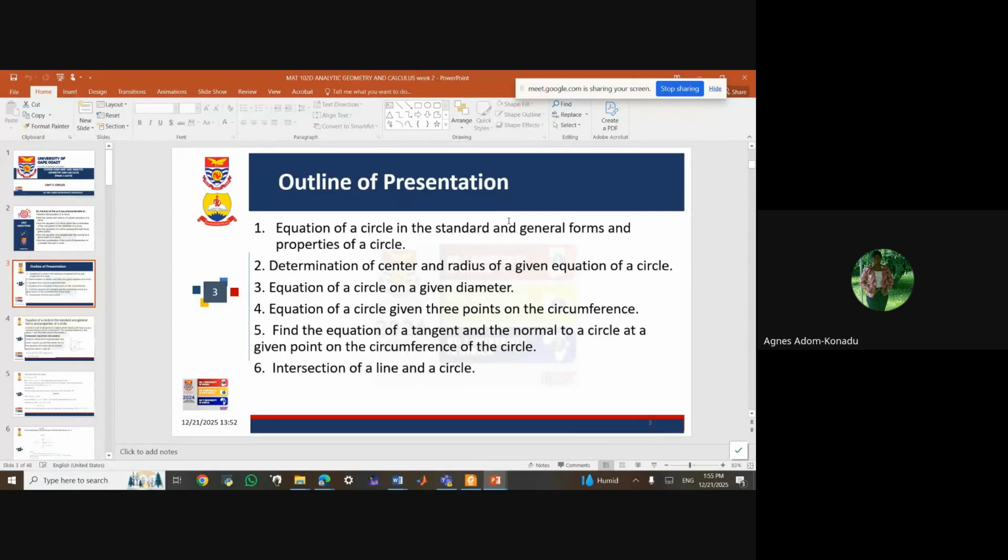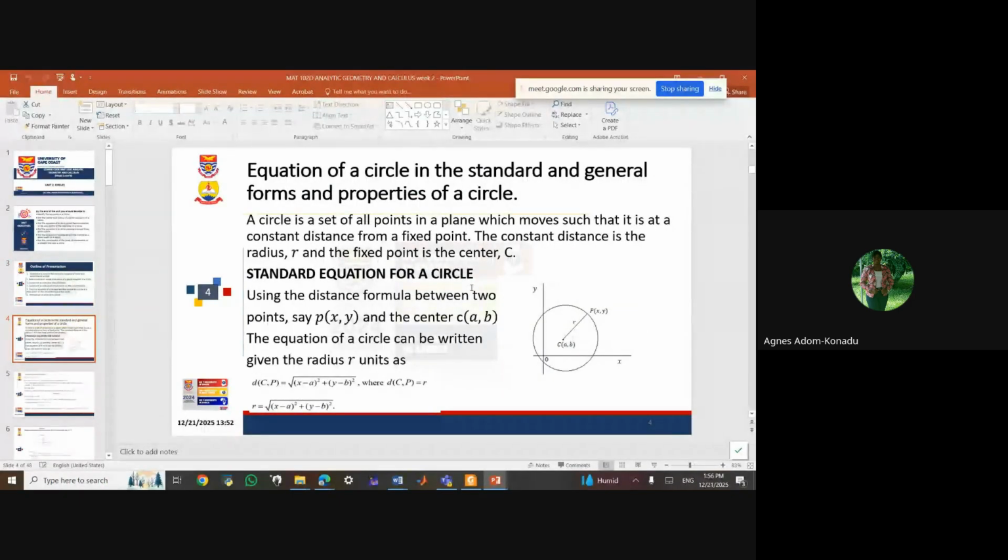So the outline of the presentation will look at the equation of a circle in standard form and general form and properties of a circle, determination of the center and radius of a given equation of a circle, the equation of a circle on a given diameter, the equation of a circle given 3 points on the circumference, the equation of a tangent and a normal to a circle at a given point on the circumference, and the intersection of a line and a circle. Okay.